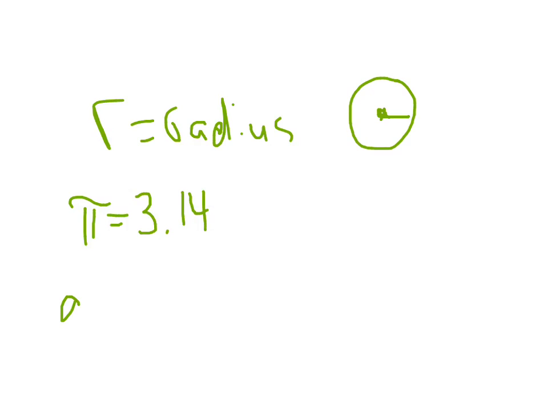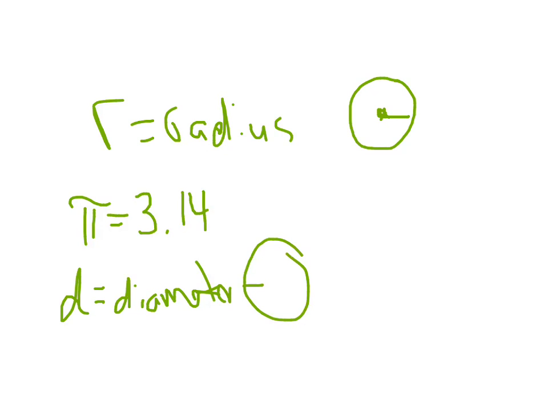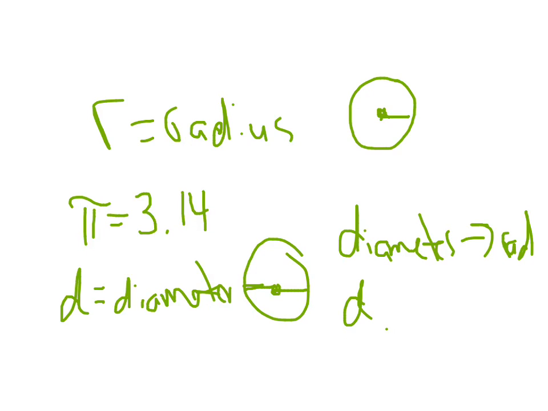And if they give you d, which is diameter, from the last section we know diameter is the distance from one side of the circle through the middle to the other side. So to take diameter and turn it into radius, we need to take d and divide it by 2, and that'll give us our r.